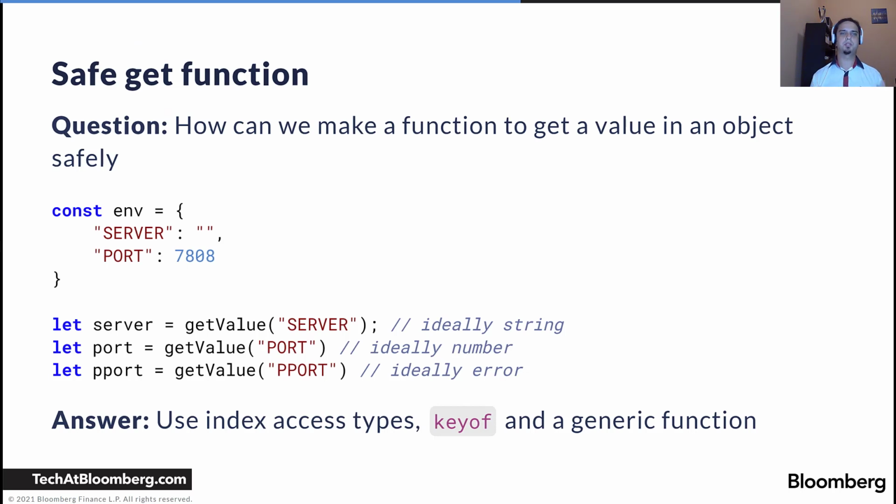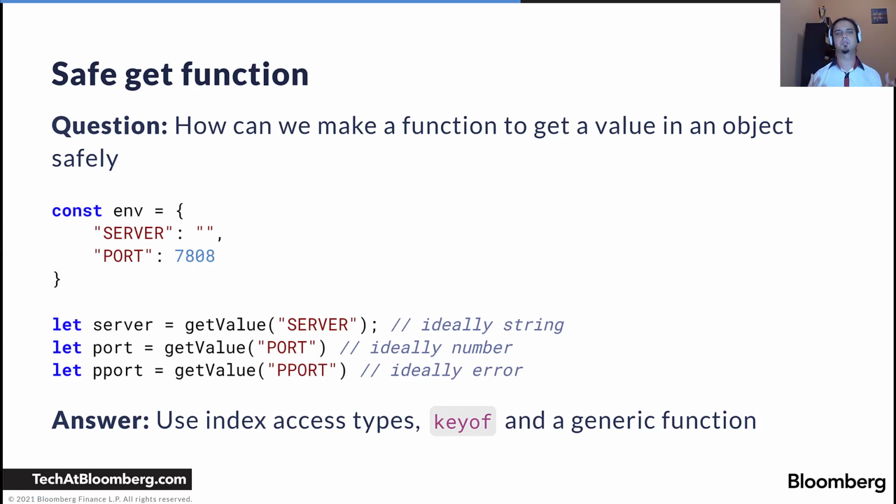Let's tie all of these operators together and see how we can use them in a more complicated example. Let's see how we can create a function that safely gets the values from a specific constant. So for example, we could create our constant, let's call it env. It would have a server property and a port property, and we want to create a function that accepts one of these keys, either server or port, and returns the specific value.